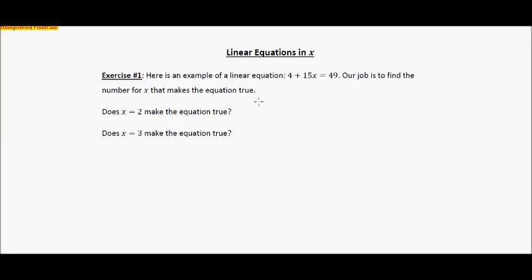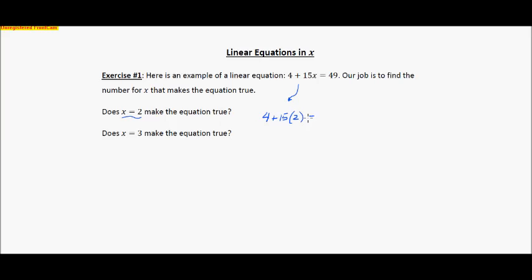Now linear equations are pretty straightforward. You're just going to take this number here. We're going to say, is it true when x equals 2? Well, in order to determine that, you simply plug in 2 every place you see an x. So I'm going to take this equation and write 15, and I'm going to use parentheses here. I'm not going to use a little dot. I think that makes it a little more confusing.